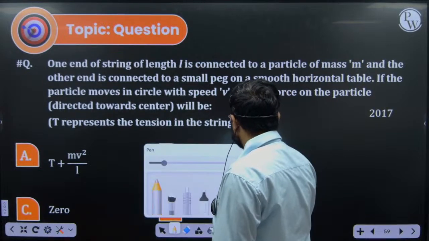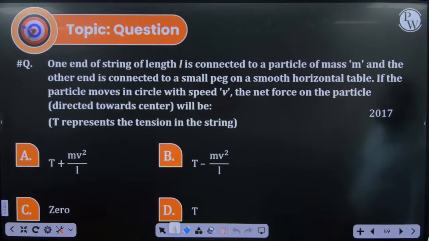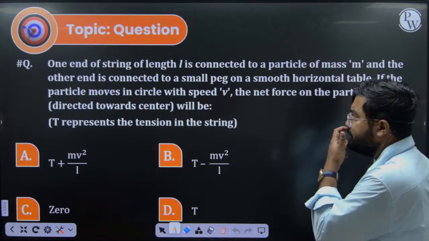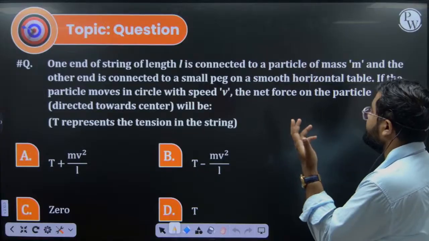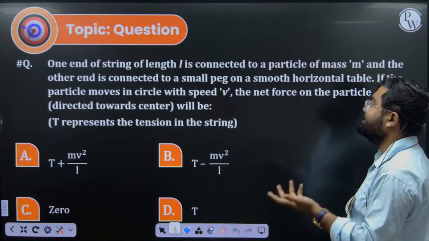Let's see another question. One end of a string of length L is connected to a particle of mass m. The other end is connected to a small peg. Peg means like a nail, okay? On a smooth horizontal table, if the particle moves in a circle with speed v, the net force acting towards the center... See, this is very simple.